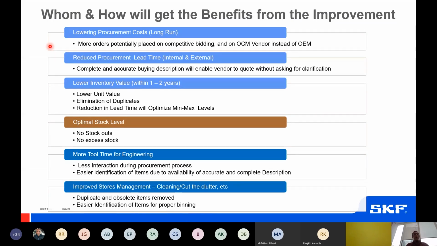Of course, this is the biggest one. You will have a lower inventory value within 1 to 2 years. Mostly I saw within this project, it's within 1 year. So lowering unit value, eliminating duplicates, and of course the lead time will optimize the min-max level. So you will optimize your stock level. By having the material master data clean and appropriate, you can organize the stock level appropriately based on the item classification.